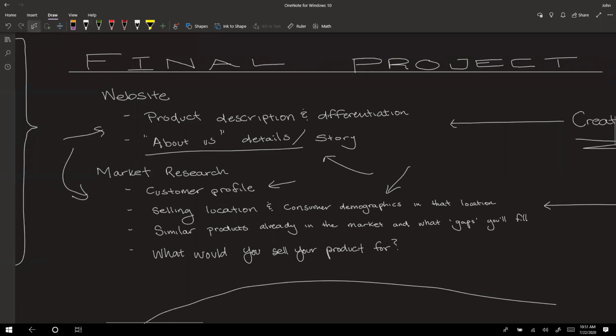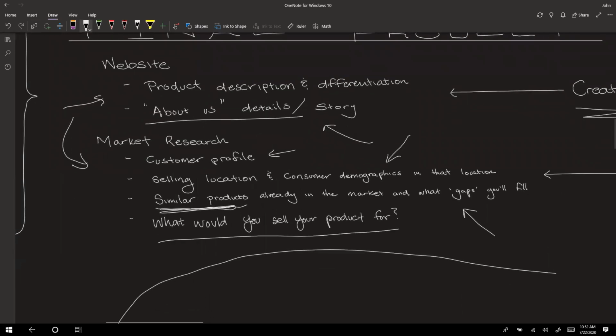I also want you to understand what similar products are already being sold in the region that you're in, right? So if you're selling shoes in Chicago for comfort, I want you to understand what other products are out there in Chicago being sold right now and what gaps you can fill in. So the gap in this example would be the comfort, right? Comfort as opposed to the sportiness or the trendiness that's already out there? What gaps can you fill in that these companies, these similar products, haven't already filled in? And then lastly, I want you to give a general idea of what you would sell your product for.